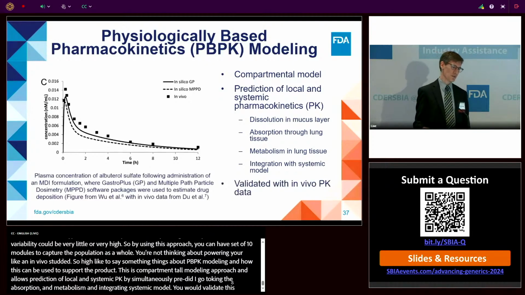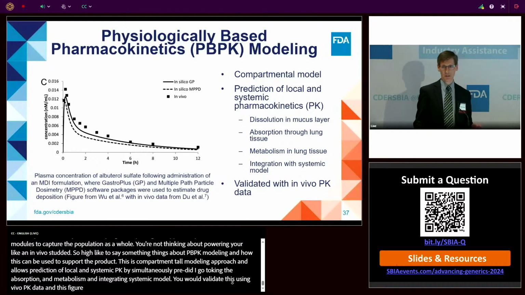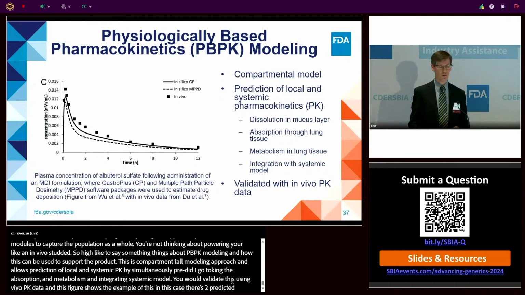This figure on the left shows an example of this. And in this case, there were 2 predicted curves, and each had a different deposition input. So you can see that deposition can affect your PK outcome.